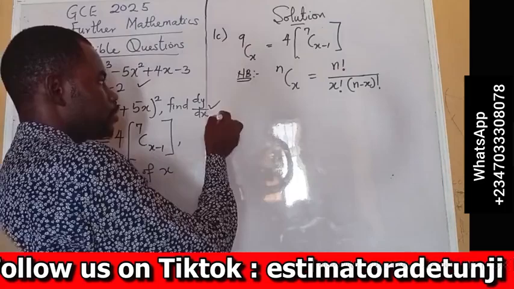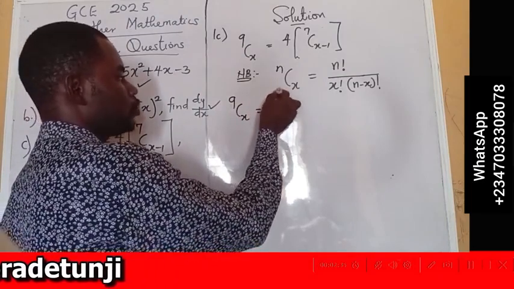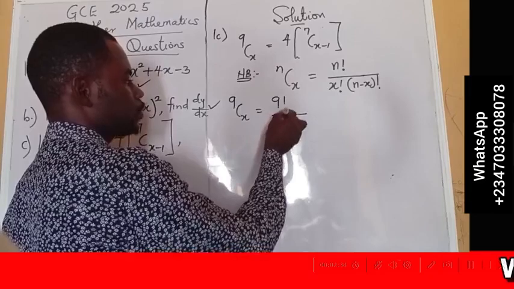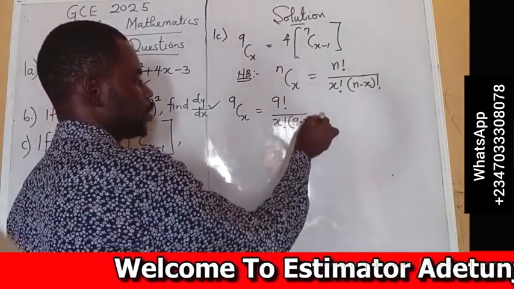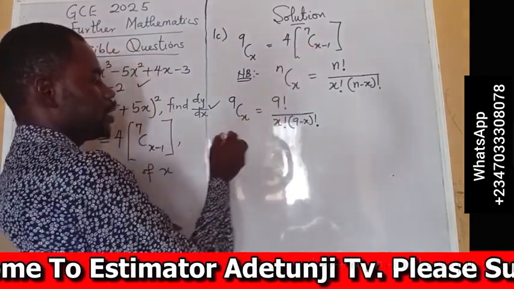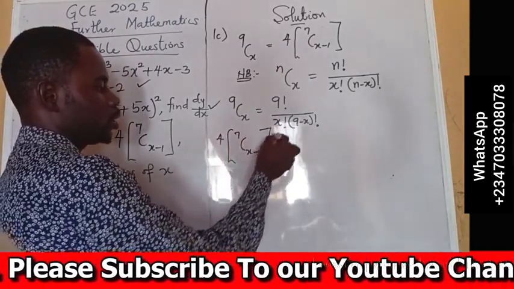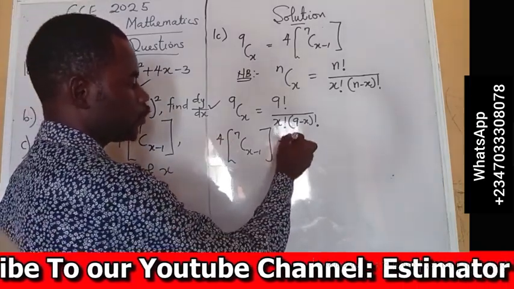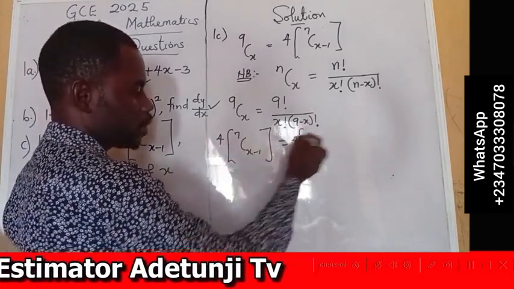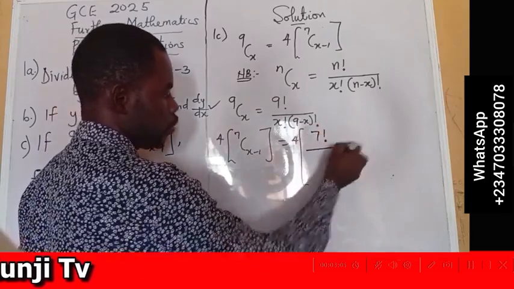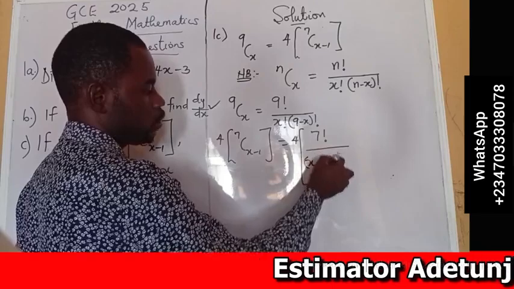I will start from my left side here. There I have 9 combination x. Definitely it will become 9 factorial over x factorial, 9 minus x factorial. That's the achievement for that one. For this side, this one will become 4 in bracket 7 combination x minus 1. Same style again. Let me first create the bracket of that 4. So now 7 combination x minus 1 becomes 7 factorial over x minus 1 factorial.